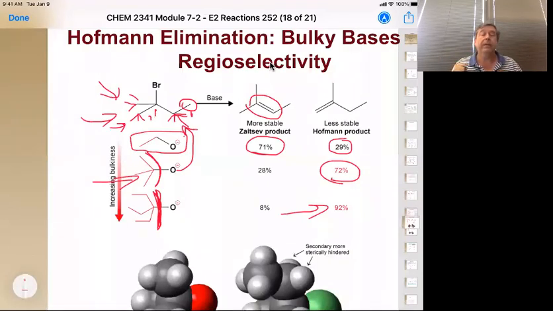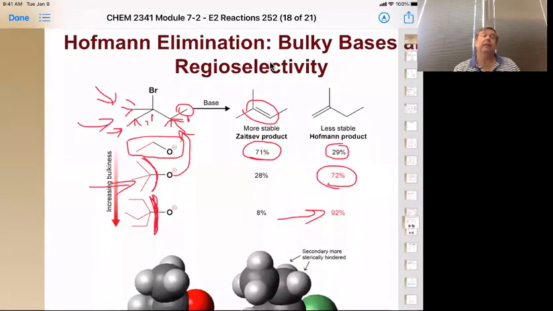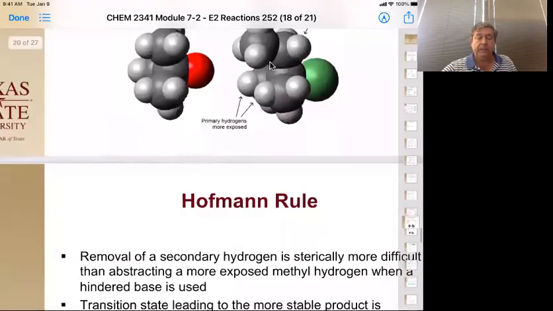The thing we're going to do next week is, what's the size of the base? The size of the base is going to determine your product ratio. Does that make sense? As you get bigger, you have to go to the less substituted hydrogens, giving you the less stable product, but you can force it to do what you want.